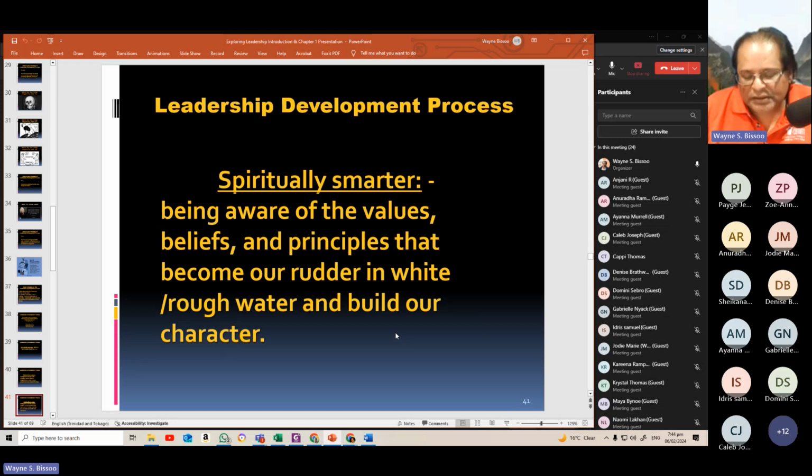Now, spiritually smarter doesn't have to do with anything about religion, but it has to do more with those value structures that we hold closest to us. We have to become very aware of those values and belief structures that are our core values. Let's put it like that. What are our true core values? Now, if you ever want to see what somebody's core values are, what they hold dear to them, is to put them in a situation of absolute stress.